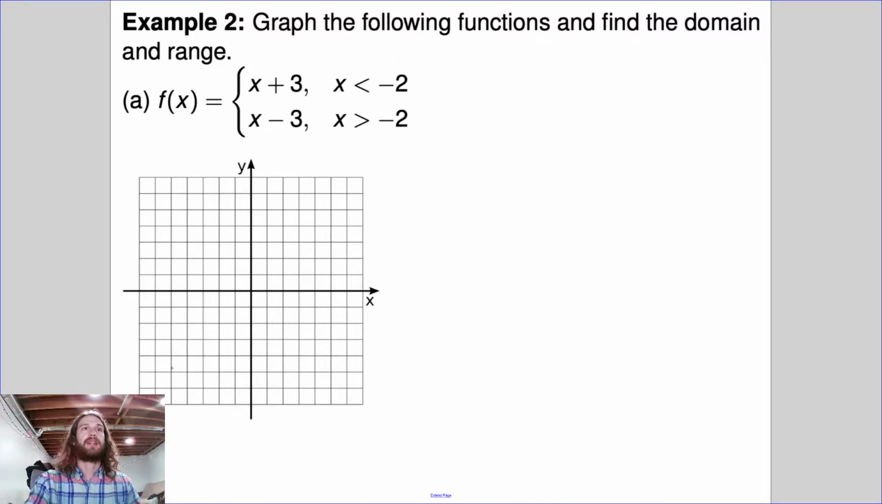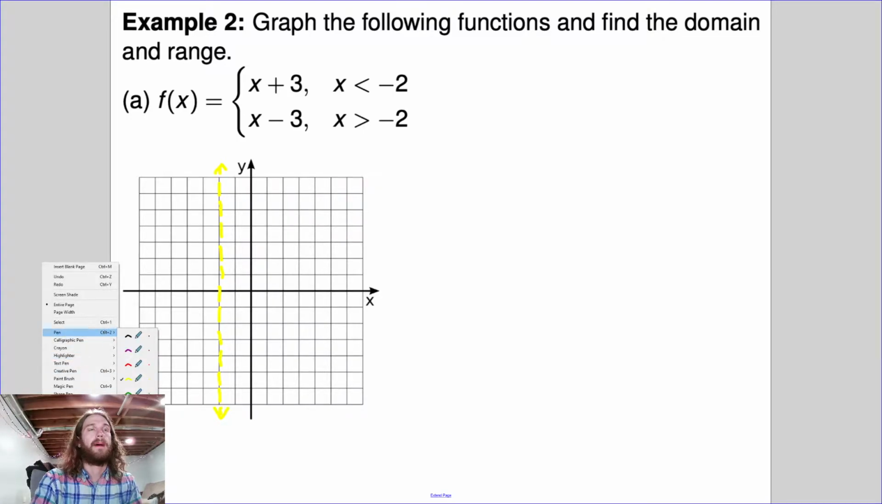Okay, let's practice graphing some of these. We're going to graph and find the domain and range for these as well. Let's take a look at this first one. We have a boundary for our piecewise function. You always start by graphing the boundary. This is a vertical line at negative 2. So we come down here like so, and then we're going to talk about each function individually.